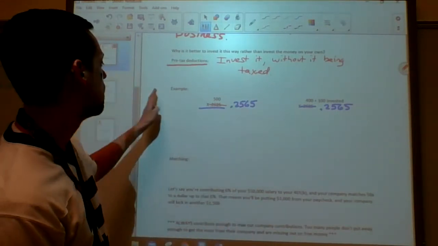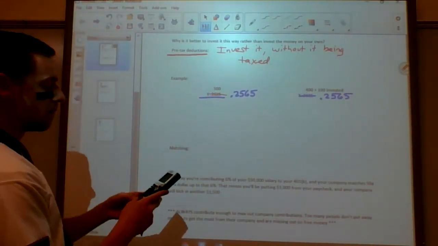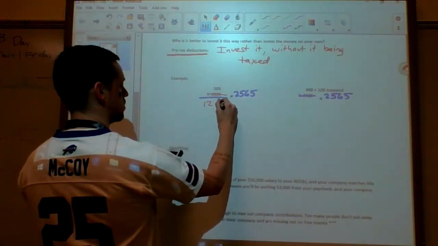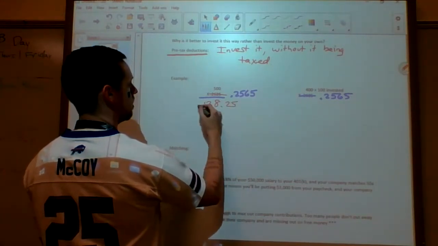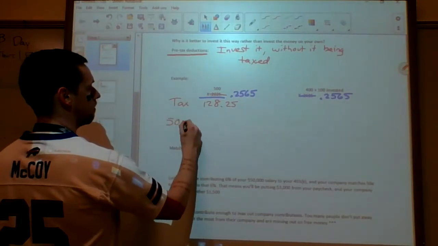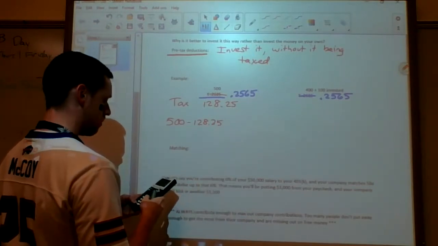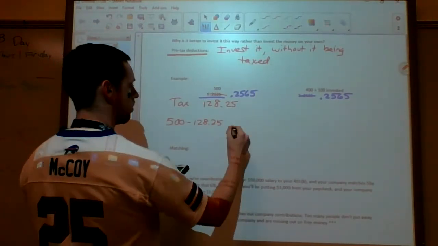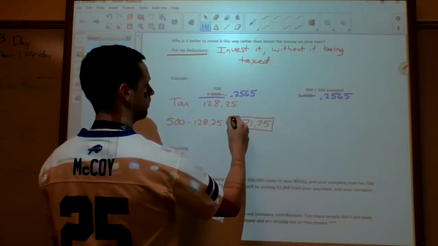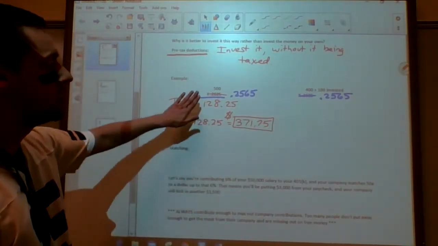Right? So here, let's say you make $500, right? If I want to see what taxes come out, I'm going to do 500 times 0.2565. Right? So $128.25 comes out as taxes. So I want to see how much I have left over. 500 minus 128.25 would equal 371 and 75 cents. That's how much I get to keep. Right? So I didn't invest anything.